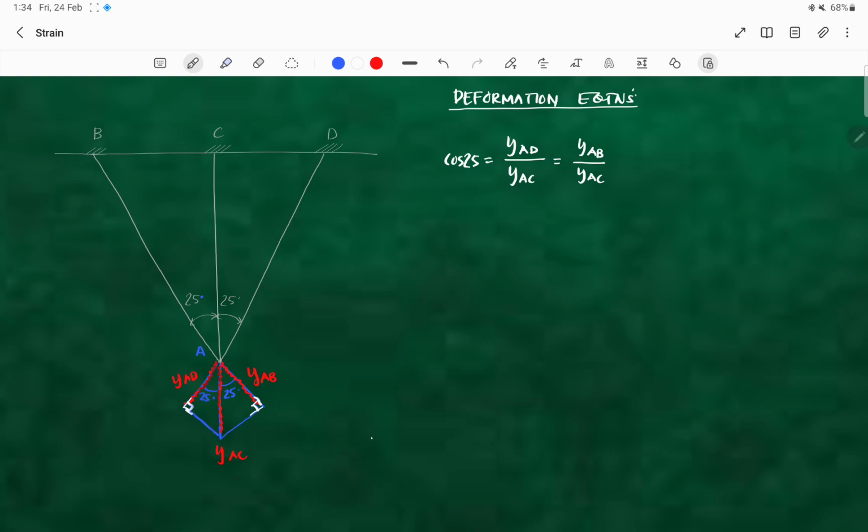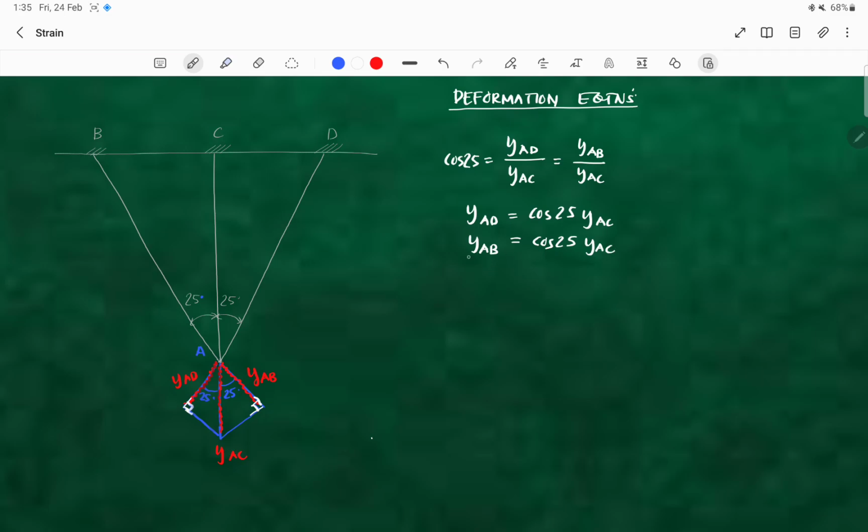Okay, so bali ito yung magiging deformation equation natin. So, bali, makikita natin dito na yung deformation ng bar AD is equivalent lang ng cosine 25 deformation of bar EC. Okay? So, bali, yung sa AB naman, we have deformation of bar AB is also cosine 25 of deformation ni bar EC.